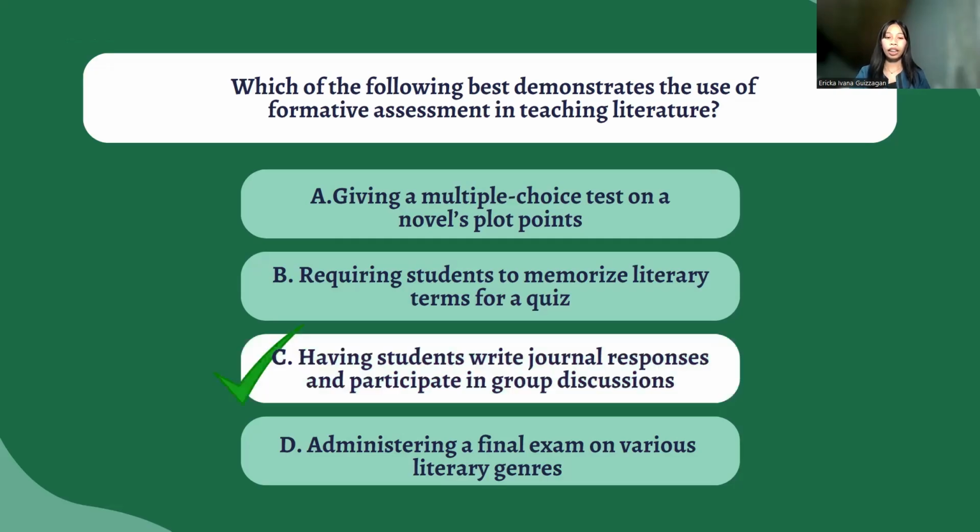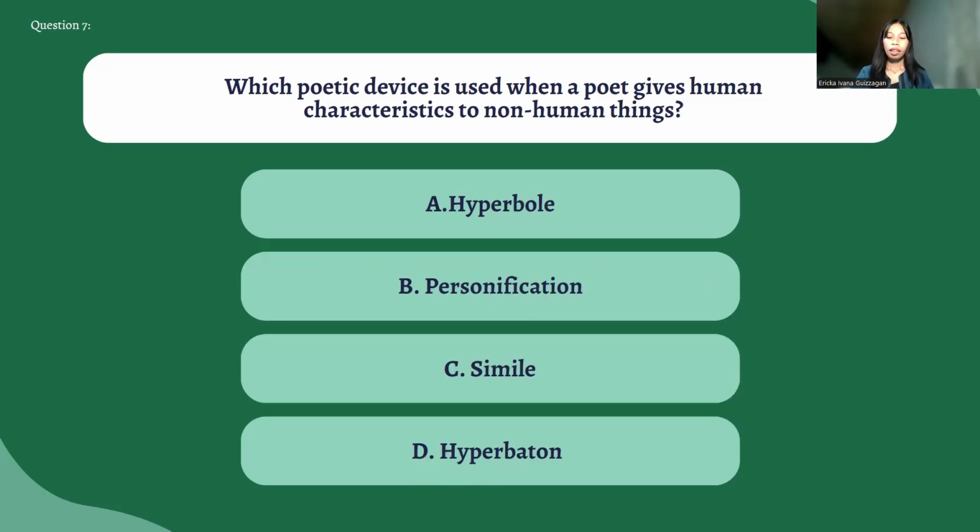Okay, so the correct answer is letter C, having students write journal responses and participate in group discussions, because formative assessment includes activities like journals and discussion that support learning throughout instruction. So the other options represent summative assessment or memorization tasks.